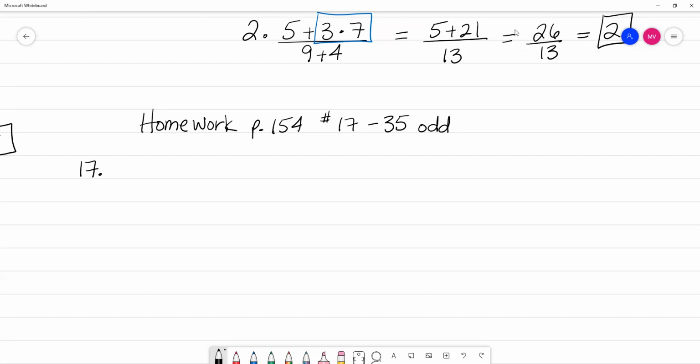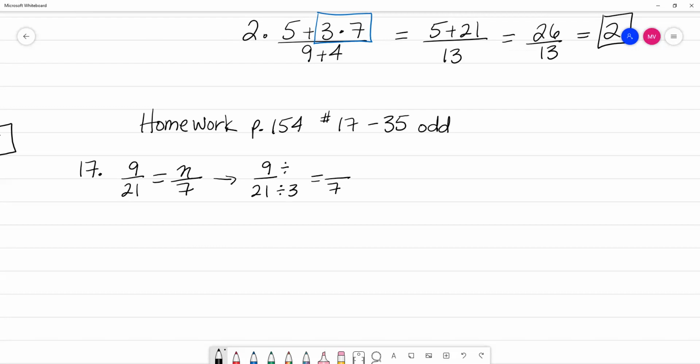So for number 17, we have 9 over 21 equals n over 7. So how did you get that, Timothy? Okay, yeah. So here's the question. What do we have to do to 21 to get 7? We have to divide it by 3.